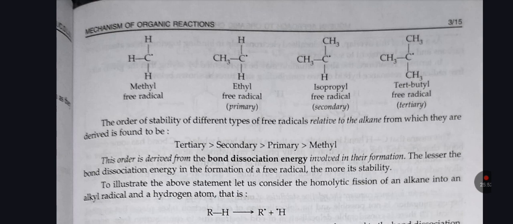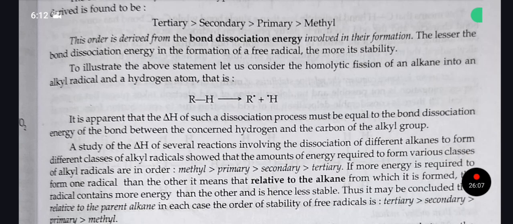This order is derived from the bond dissociation energy involved in their formation. The lesser the bond dissociation energy in the formation of the radical, the more is the stability. To illustrate the above statement, let us consider the homolytic fission of an alkane into an alkyl radical and a hydrogen atom, that is, RH will give R radical plus H radical.